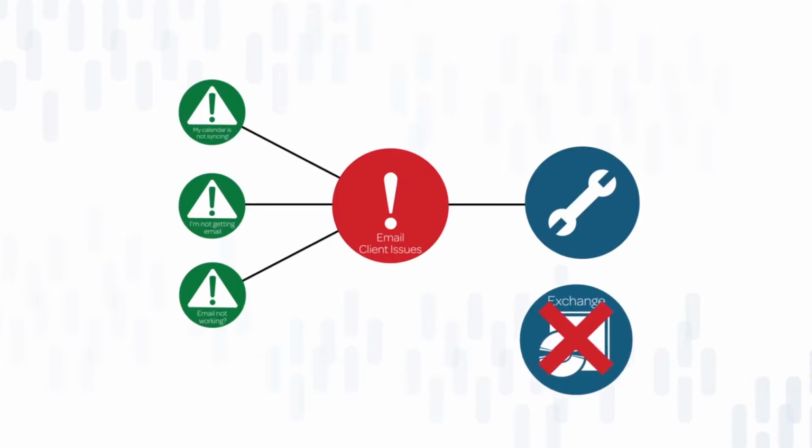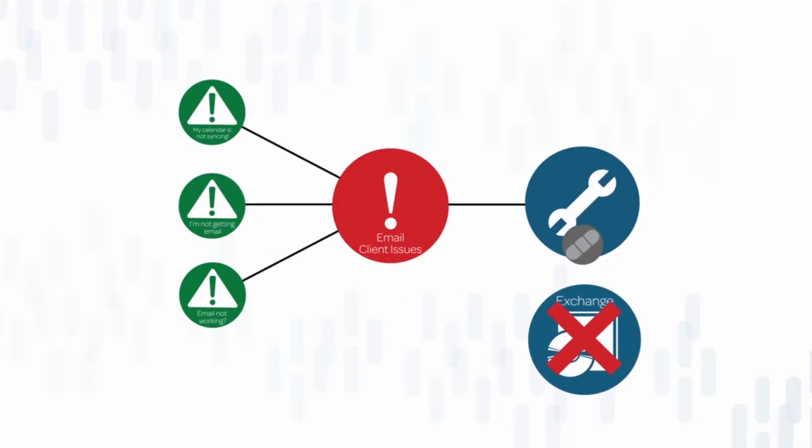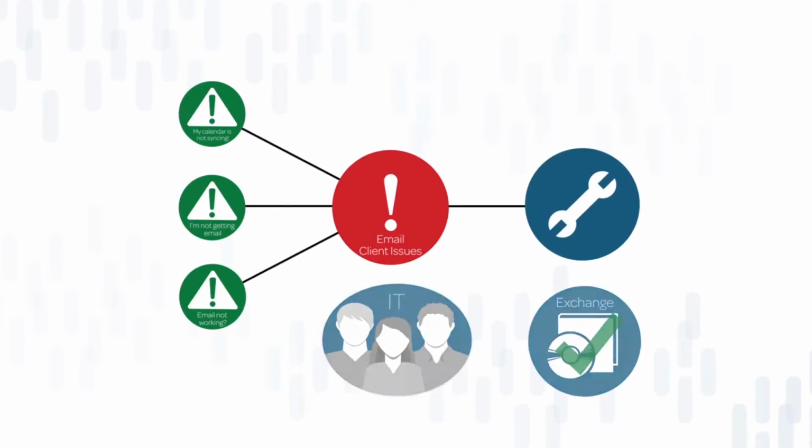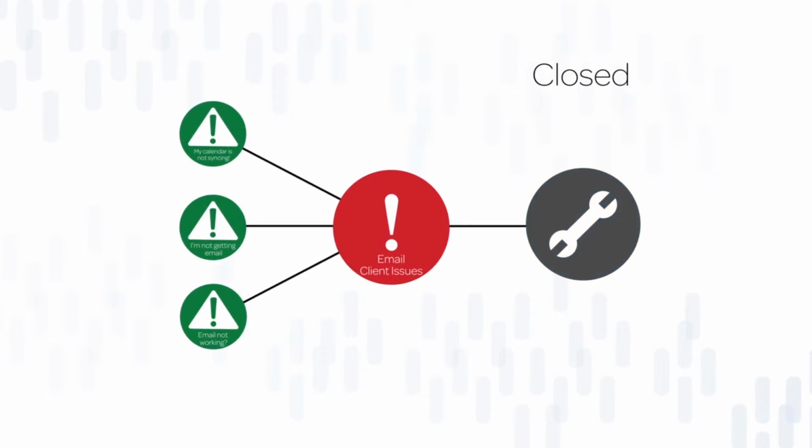Fixing the problem requires a software patch, so a change request is created to push a patch to the email client. When the change is completed by the assigned IT team, the change request is closed, which in turn closes the associated problem, which in turn resolves the associated incidents. We'll see how this works in the system shortly.